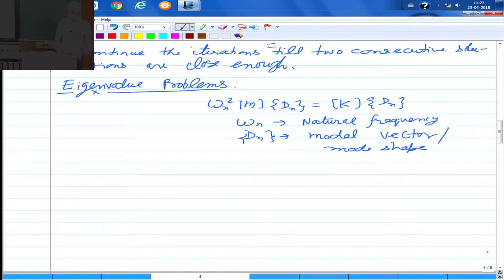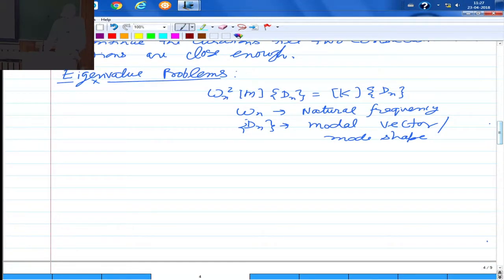And what are the algorithms, how can we think about it? Before that, I will discuss some of the algorithms. First I'll demonstrate what is known as orthogonality of mode shapes. So suppose I consider the orthogonality of mode shapes.